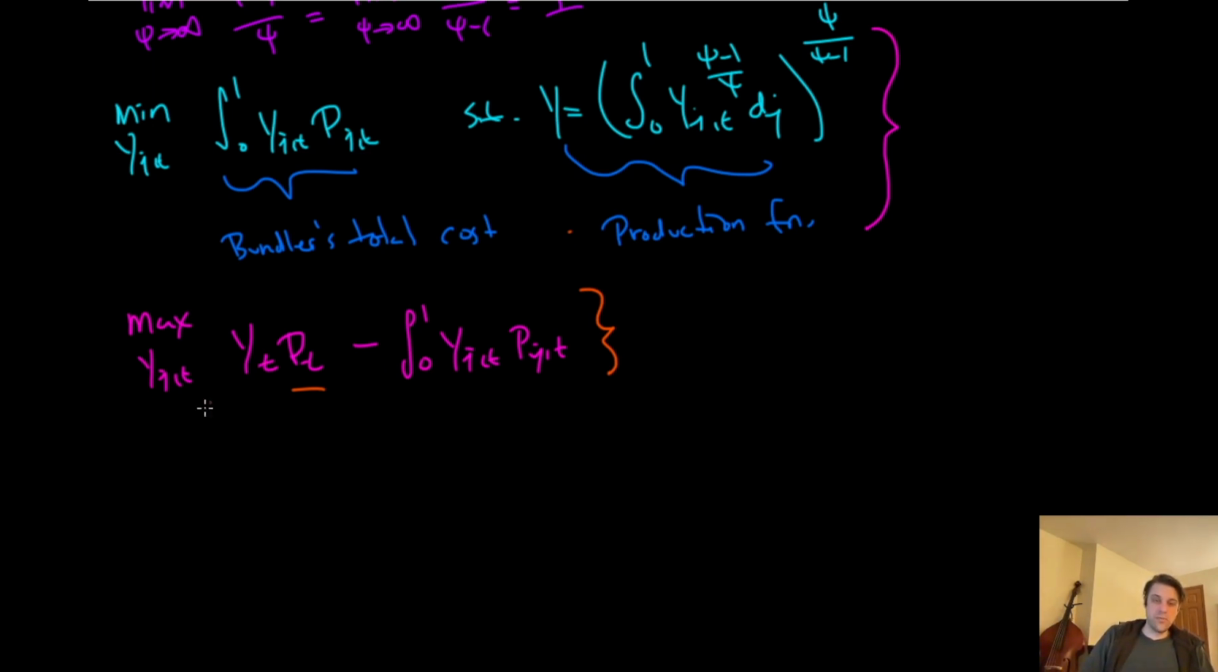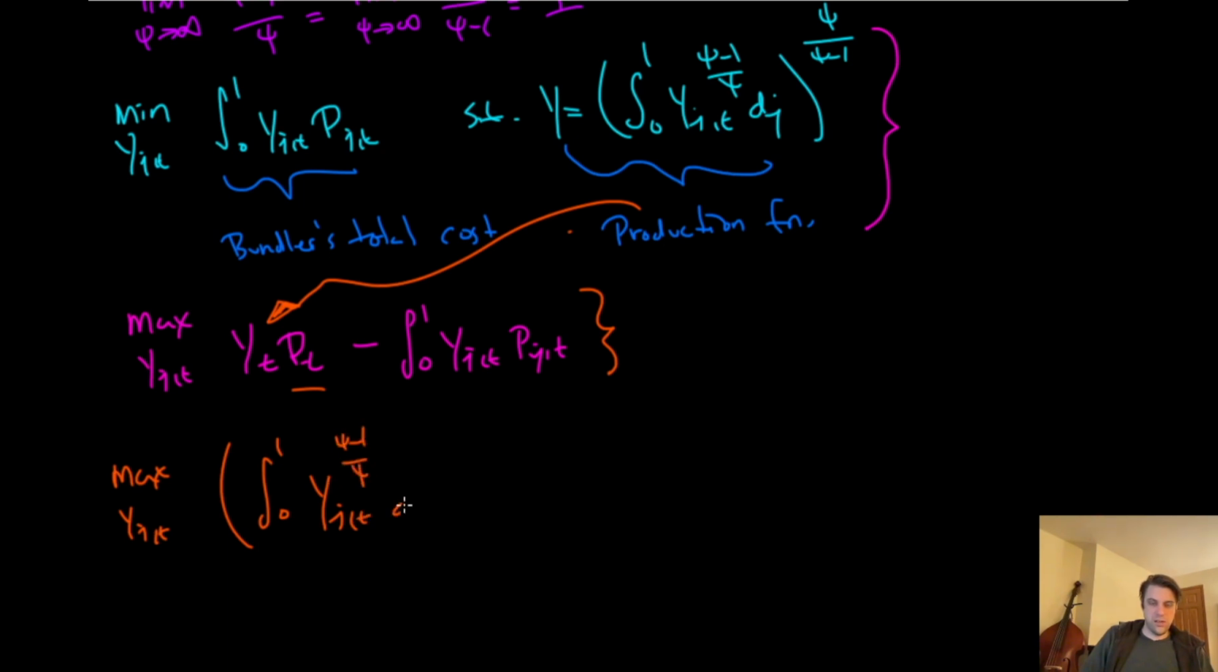Okay, so in this form, we're going to substitute the production function into here. So we're going to maximize over YJT, and our function to be maximized will be the aggregator, the integral of YJT to the psi minus 1 over psi dj, all to the psi over psi minus 1, times PT, minus the integral from 0 to 1 of YJT PJT.